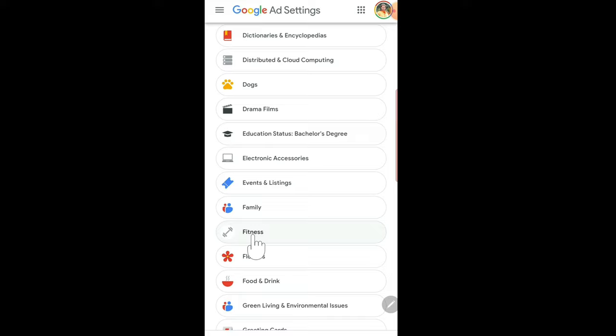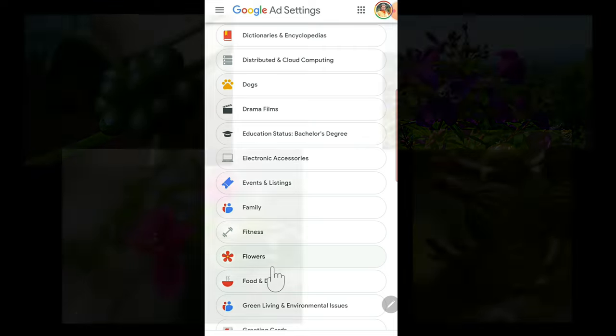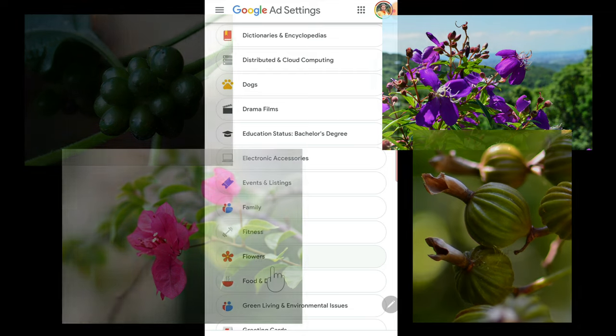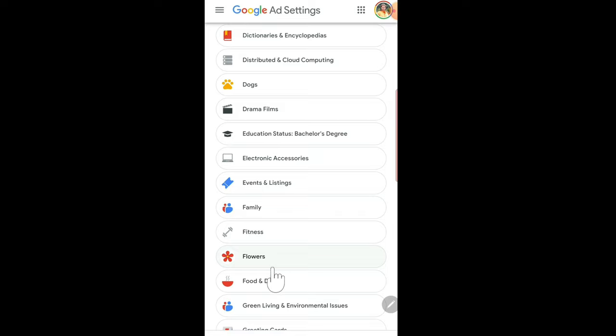Fitness. That's an interesting one. I don't have a strong interest in fitness, but I recently began a kind of fitness regimen, starting it fairly intensely back in January of this year, January of 2021. So maybe I did a bit of research into some fitness stuff. I'm not sure. Flowers? I have no particular interest in flowers. If I'm out wandering around with my camera and I see a beautiful flower, I might take a picture or take some video. But nothing, no particular interest in flowers.